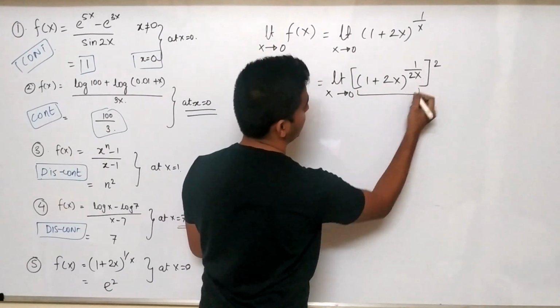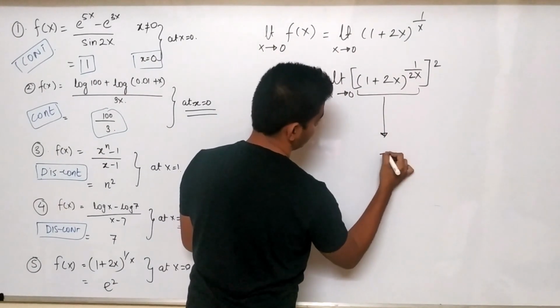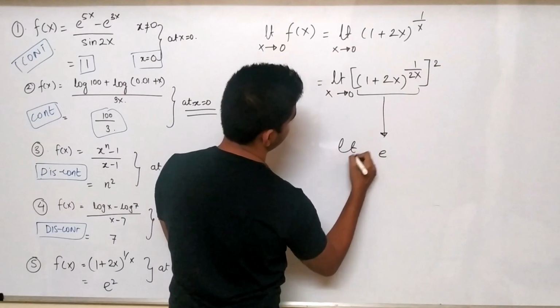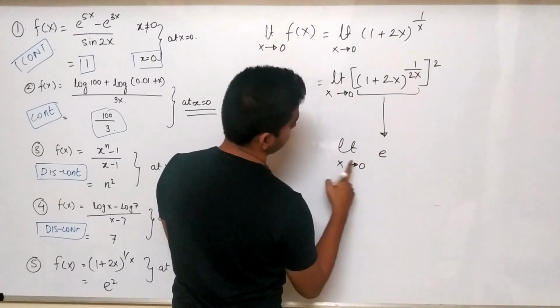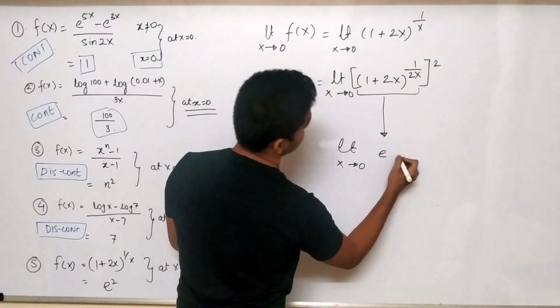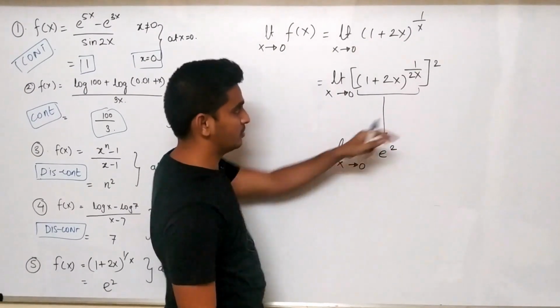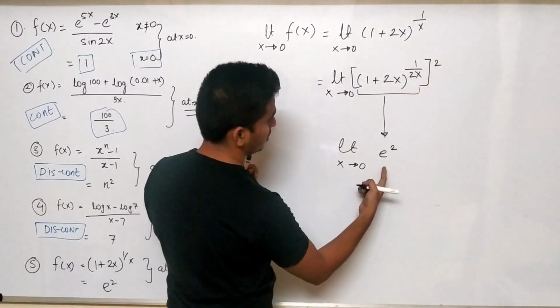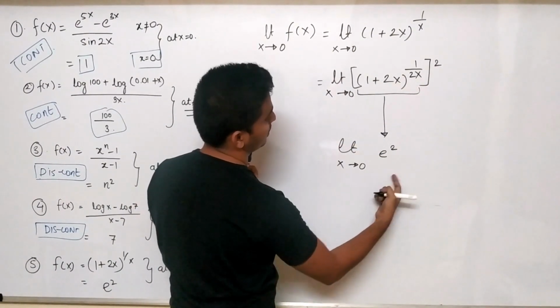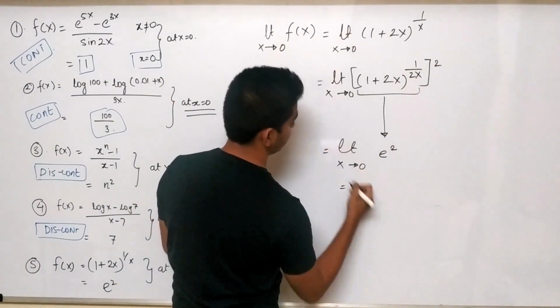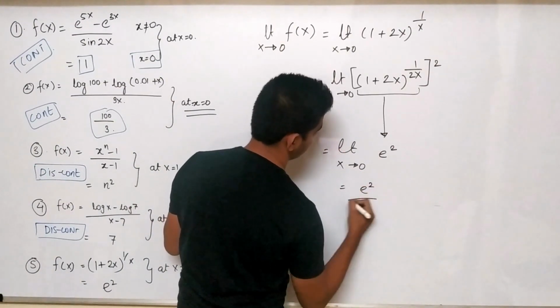So this whole value will become e, as limit x tends to 0. Now we know that this value is e. So this will become e square because we have a square over here. The 2 is a constant, so we don't have anything else. So the final value will be e raised to 2.